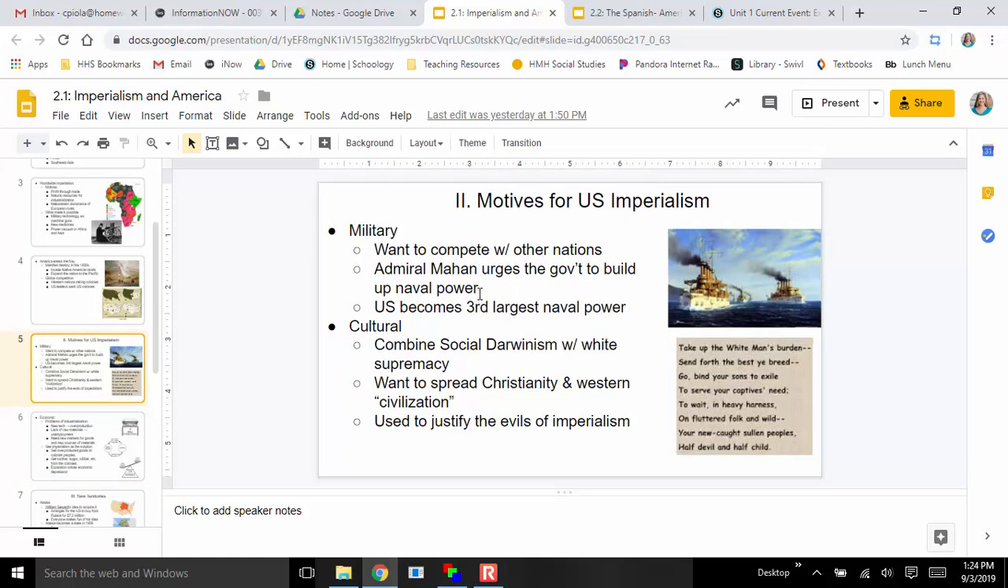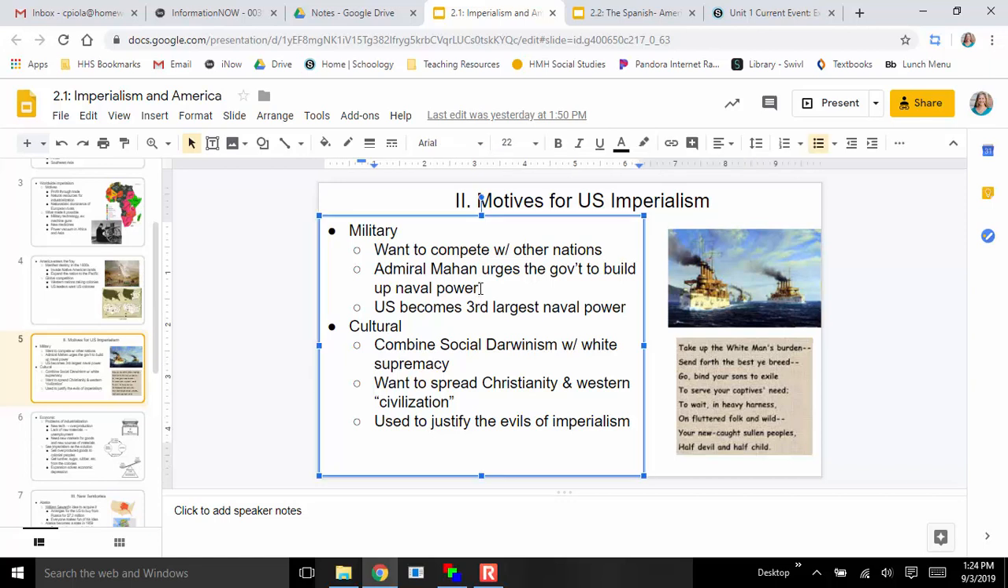The major military reason is wanting to compete with those other nations. Wanting to compete with those other nations that we talked about were already establishing worldwide empires. And so what we see as a direct result of this is the construction of our big navy, and we become the third largest naval power in the world.